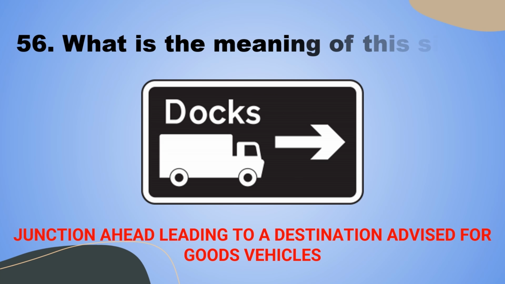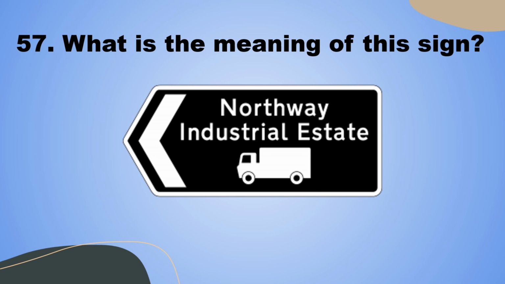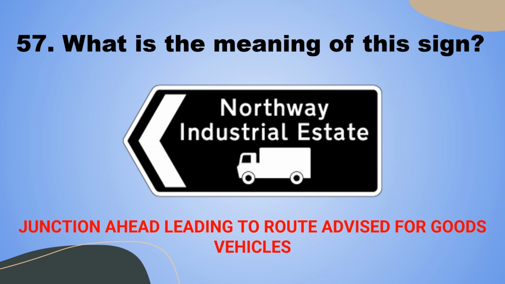Junction ahead leading to a destination advised for goods vehicles. On this particular sign, the destination would be the docks for goods vehicles. Moving on to the next question. What is the meaning of this sign? Junction ahead leading to route advised for goods vehicles. On this particular sign, the route would be Northway Industrial Estate.